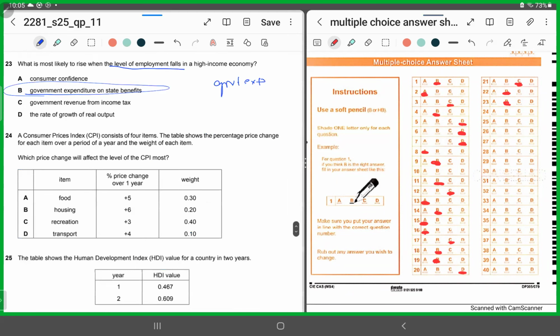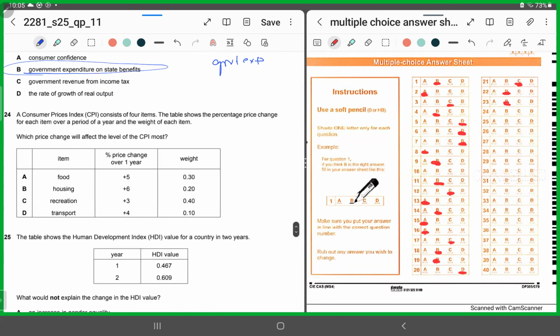24. Consumer price index consists of 4 items. The table shows the percentage price change for each item over a period and the weight. Which price change will affect the level of the CPI most? We will multiply each of the price changes into the weight and we'll get 15% for A, 12% for B, 12% for C, 4% for D.